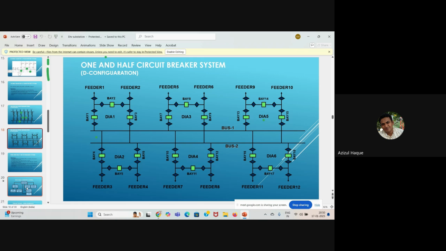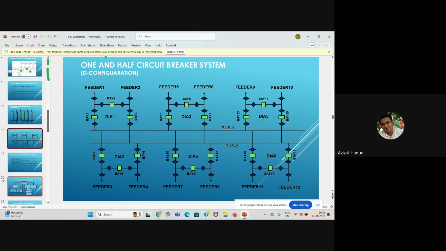So what will happen? This feeder is energized from the other end up to this point, and this feeder is energized from the other end up to this point. Now if we connect this breaker, power will flow from this substation through this path to this substation.